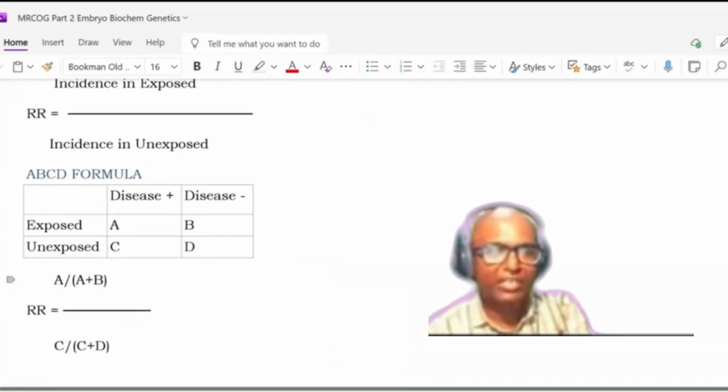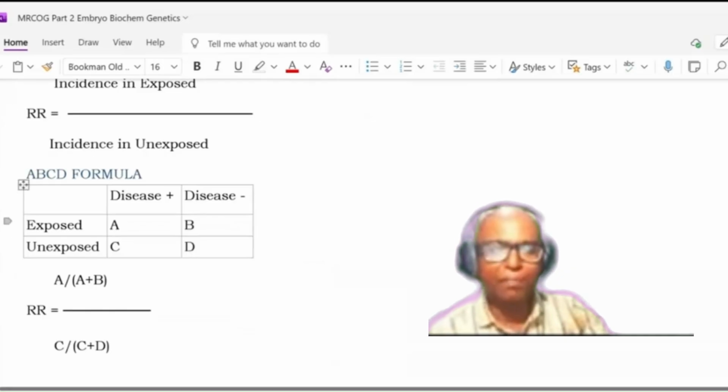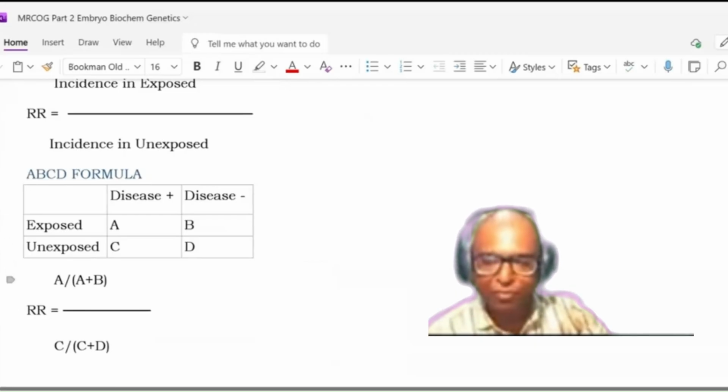Okay, so between relative risk and odds ratio there is a difference, because odds ratio just compares A upon B and C upon D. Okay, and then you get AD into BC, AD upon BC, as a formula. But when you calculate relative risk, you have to take the population at risk. So A upon A plus B and C upon C plus D is the relative risk formula.